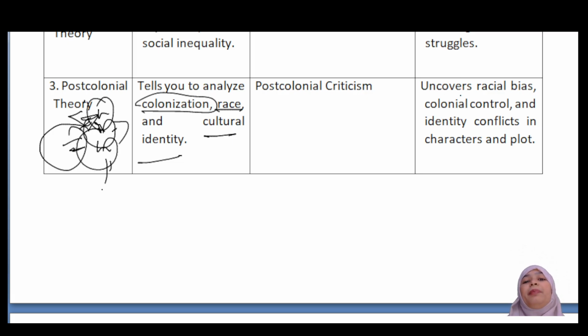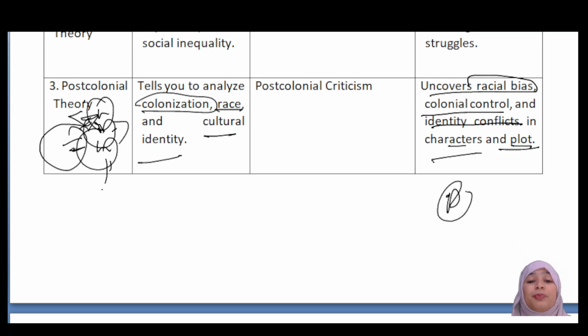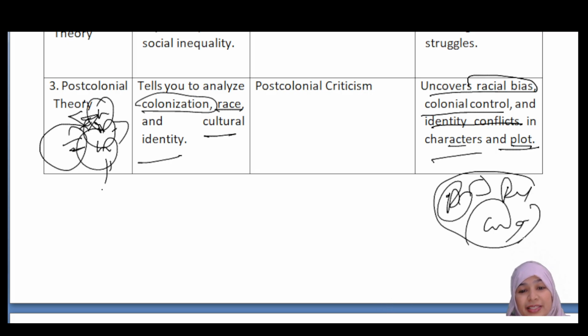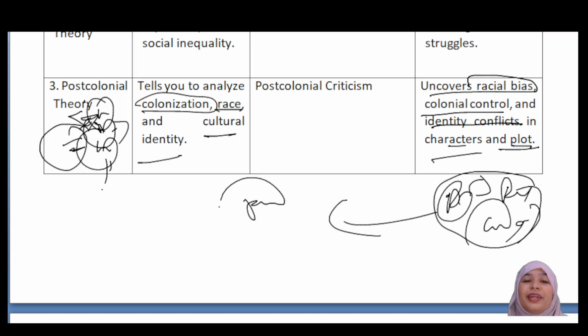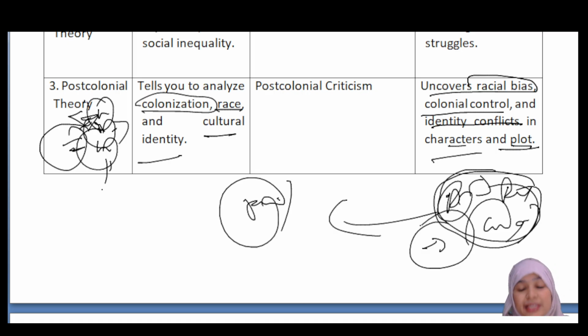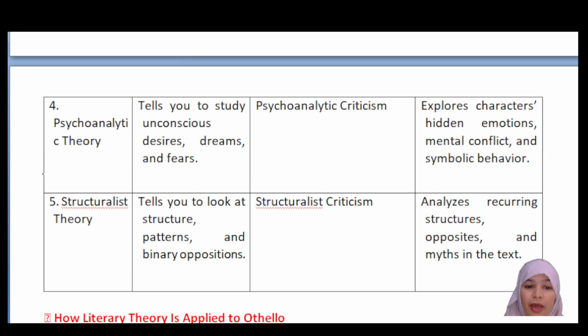Now come to the applications. It uncovers racial biases, colonial control, and identity conflicts in characters and plot. Here, the British people are controlling the Indian people or colonized countries. If you read this text, it reflects post-colonial theory. If you observe, analyze, and interpret this, that is the reflection of post-colonial theory. Hope you have got it.